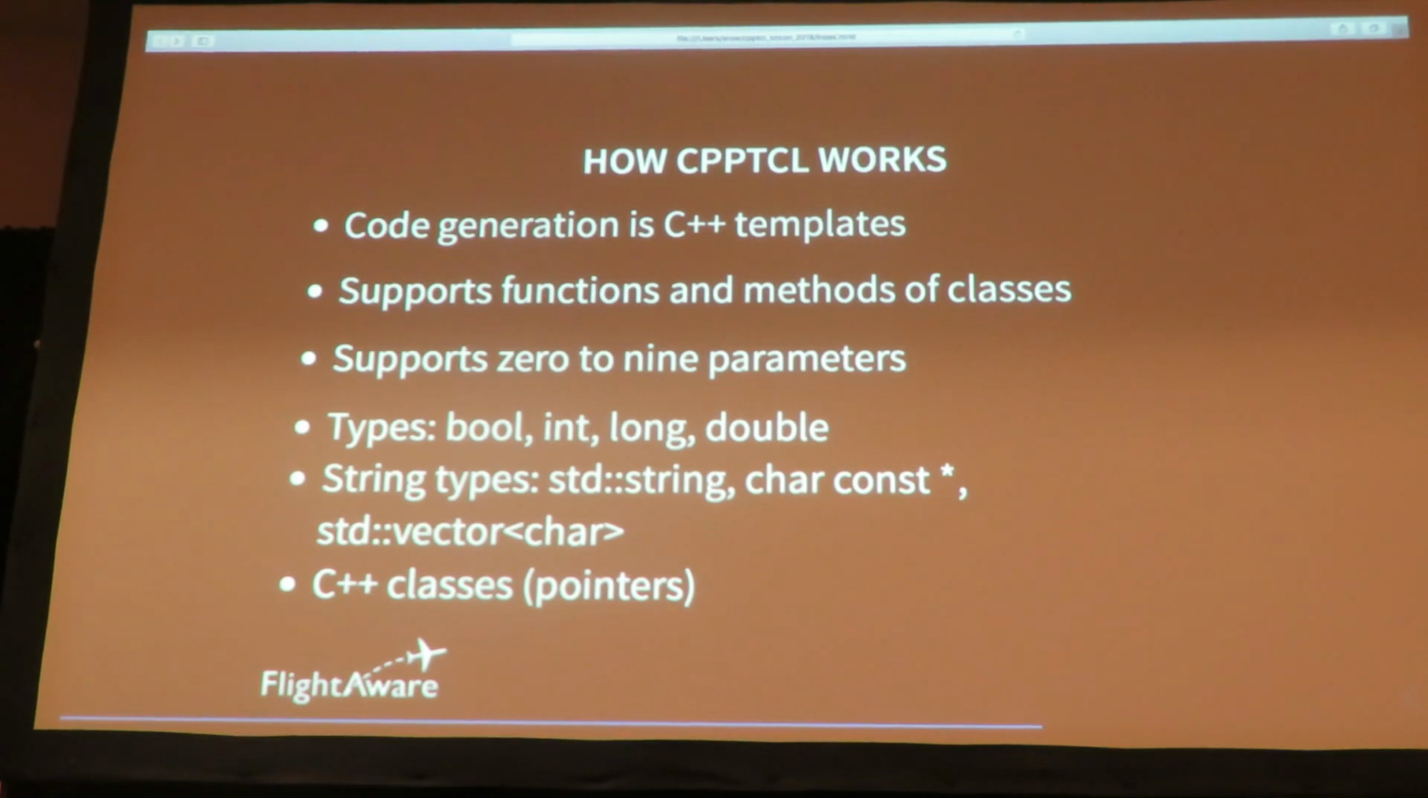And what can we generate? We can generate functions, we can generate methods of classes, we can generate factories for classes, we can generate destructors for classes. It's very well rounded. It's coded to support 0 to 9 parameters. This is easily changeable, but Scala has a default of 11 instead of 9.